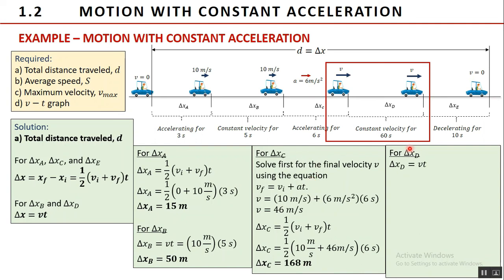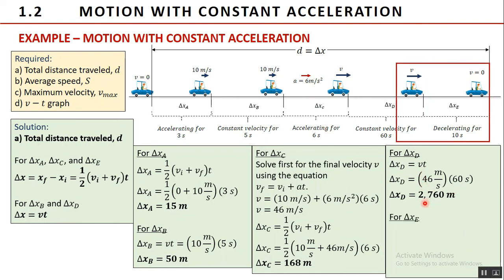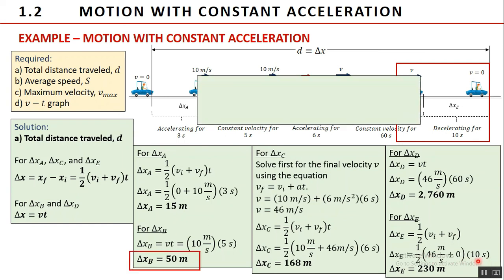Now for delta x sub d. It involves again constant velocity motion. So it is also v times t, 46 times 60. Therefore, delta x sub d is 2760 meters. Lastly, for delta x sub e, we have already the initial and final velocities, 46 and 0, so no problem at all. Delta x is equal to 1/2 of 46 times 10. So delta x sub e is 230 meters.